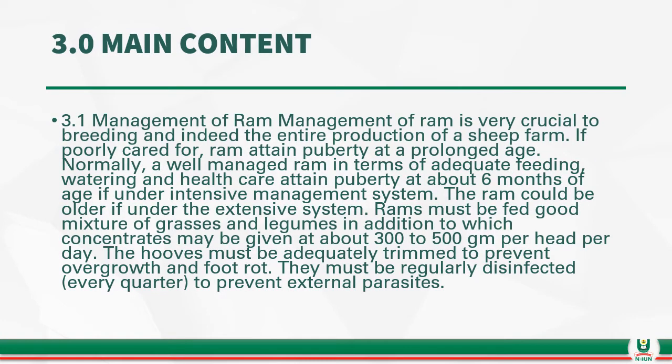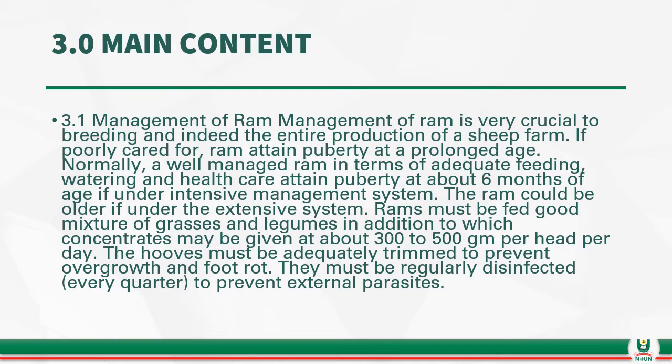Management of ram. Management of ram is very crucial to breeding and indeed the entire production of a sheep farm. If poorly cared for, ram attain puberty at a prolonged age. Normally, a well-managed ram in terms of adequate feeding, watering, and health care attain puberty at about 6 months of age if under intensive management system. The ram could be older if under the extensive system.